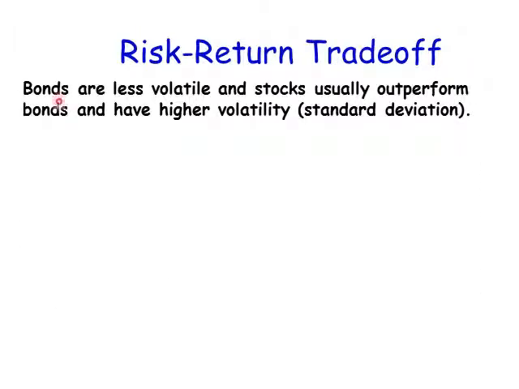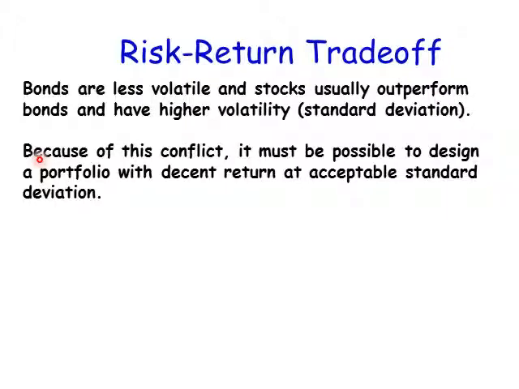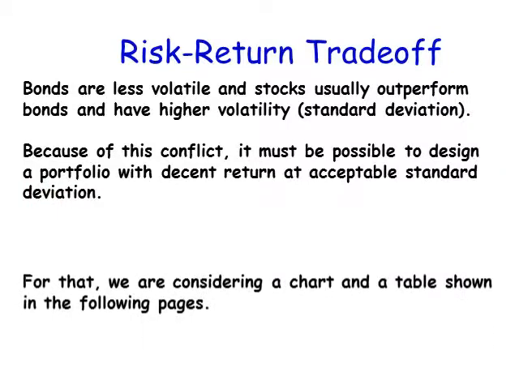Now we look for risk-return trade-offs. Bonds are less volatile, and stocks usually outperform bonds and have a higher volatility, or standard deviation. Risk is higher for equity stocks, and so are the returns. For bonds, returns are lower, and so is the risk. Because of this conflict, it must be possible to design a portfolio with a decent return at acceptable risk, which is a standard deviation.